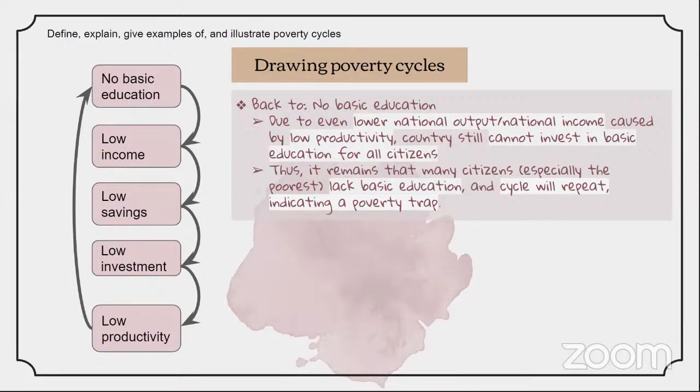So as you can see, that's why the cycle shows the basic steps, but you also have to be able to explain what happens in between those steps. For example, between no basic education and income, there is jobs and employment. So that's for drawing and explaining the poverty cycle.